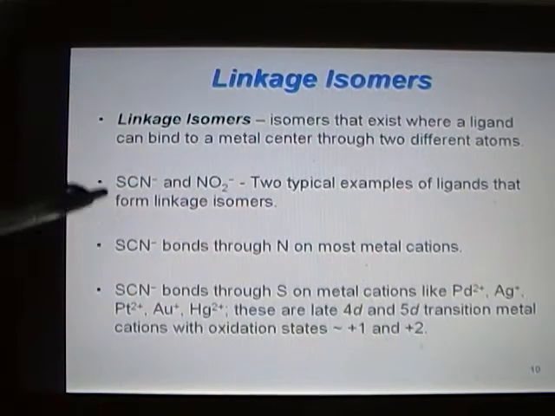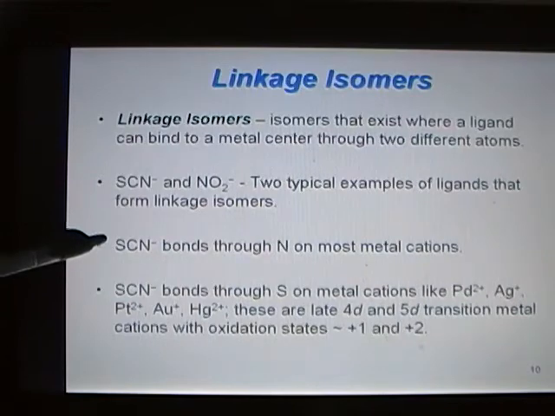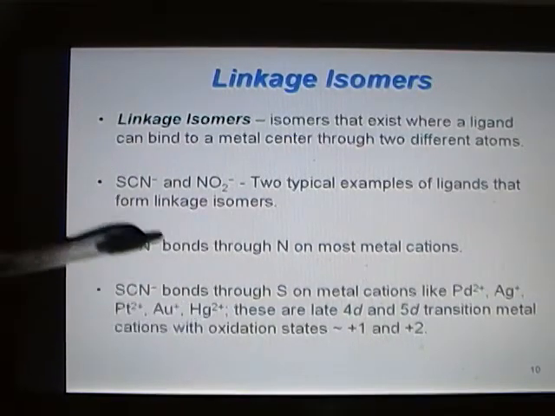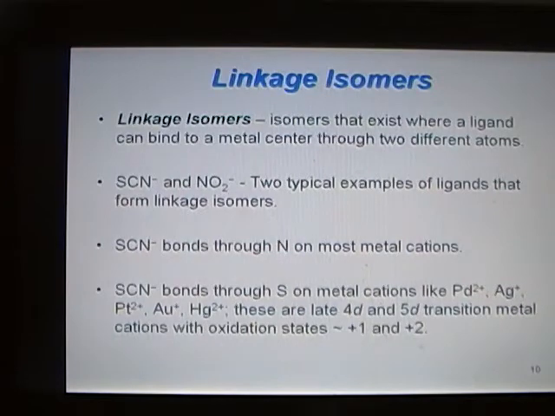SCN typically bonds through the nitrogen on most metal cations. However, SCN bonds through the sulfur on metal cations like Pd2+, Ag+, Pt2+, Au+, and Hg2+. These are late 4d and 5d transition metals with low oxidation states, +1 and +2.